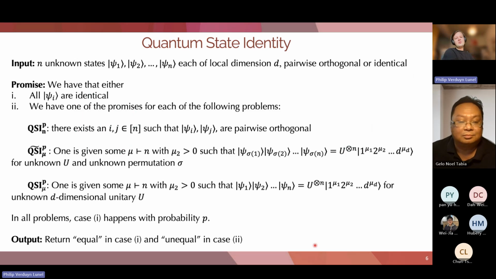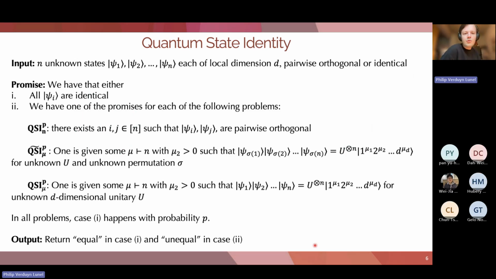All right, so let me phrase how we specifically think about this quantum state identity problem. As an input, we're given n unknown states, psi 1 up to psi n. I said qubits, but they can actually be of any local dimension, and they are pairwise orthogonal or identical. That's really how we think about it in this setting. There are no partial overlaps for our proofs to work. Then I'm going to give you different versions of this problem that are each more restrictive. Like I said, the promise is that they're either all identical or one of the following promises holds. The first problem is the most general case, which just says that there are going to be indices where the inputs are orthogonal.